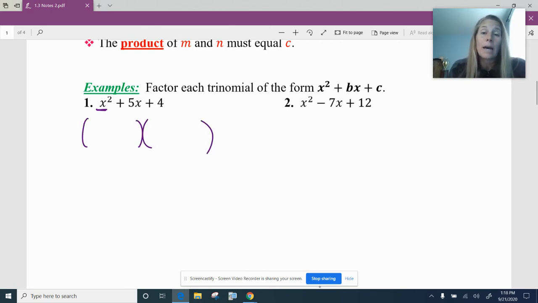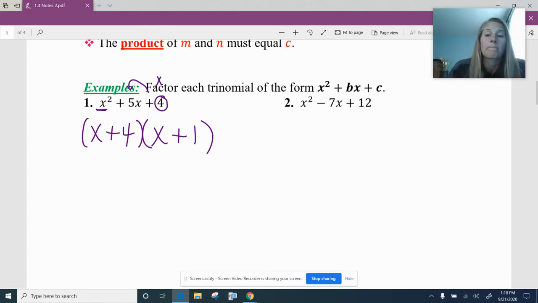Because we do not have anything to divide out, we can immediately put our two parentheses down with the x and the x in each one. Then we want to look at that c value, or that constant at the end. You want to come up with numbers that multiply together to get 4, so factors of 4 that would then add to get 5. Okay, so we did 4 and 1, and 4 and 1 add up to get 5. Okay, so let's take a look at the next one.